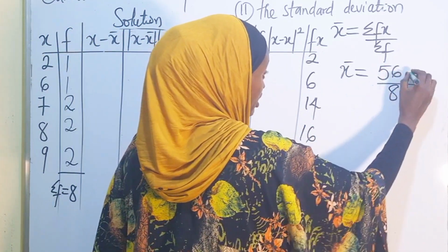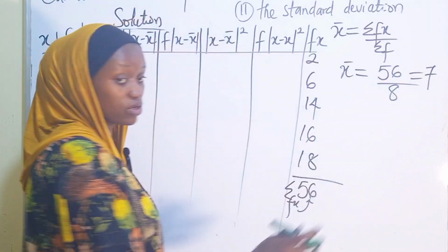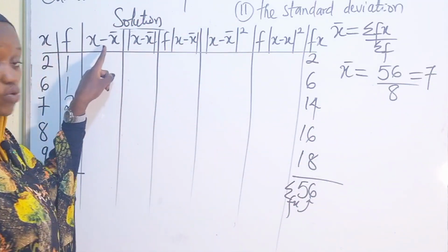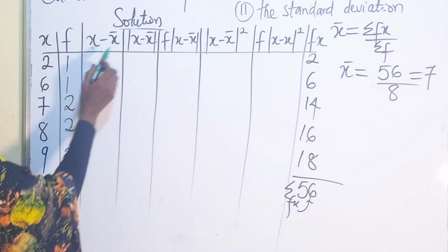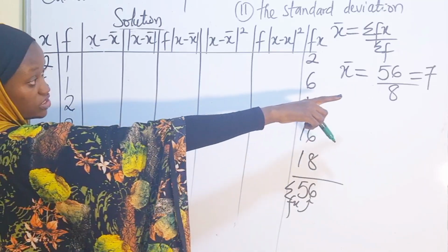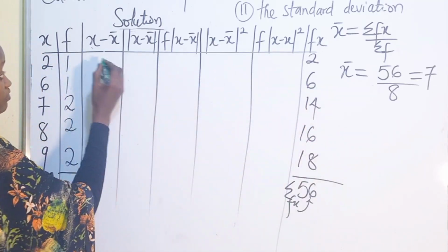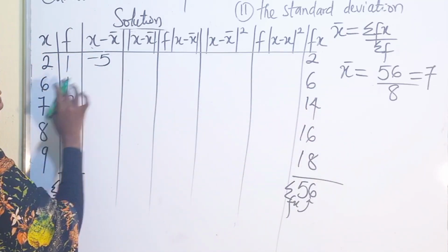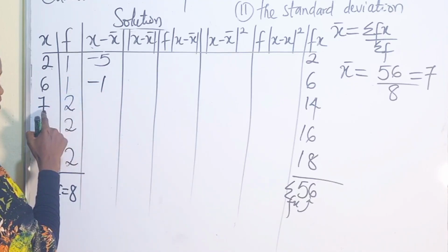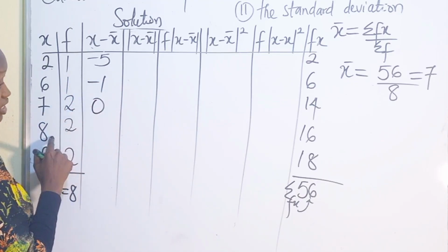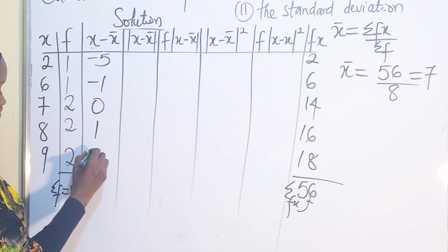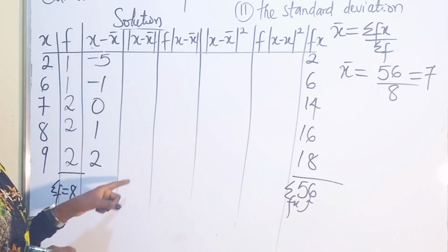And 56 divided by 8 gives us a value of 7. So we've gotten the what? The mean. So now we can continue with the table. Now, x minus x bar means 2 minus the mean, which is the x bar 7. 2 minus 7 gives us minus 5. 6 minus 7 is minus 1. 7 minus 7 is 0. 8 minus 7 is 1. 9 minus 7 gives us 2. So this is x minus x bar.